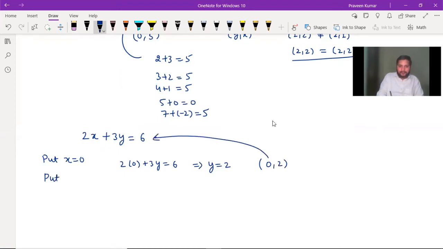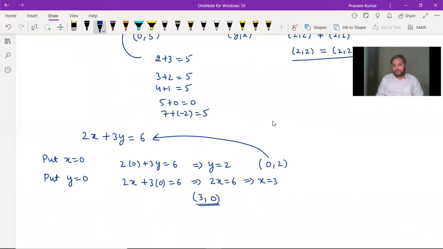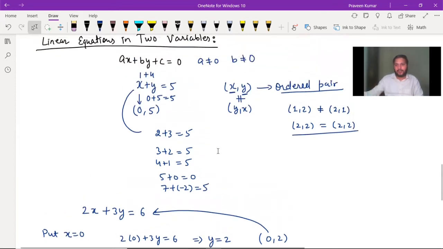Now put y is equal to 0. So we will get 2x plus 3 times 0 is equal to 6. This means 2x is equal to 6, which implies x is equal to 3. So again we get an ordered pair (3, 0). How many such ordered pairs can we get? We can definitely get infinitely many such ordered pairs, as we have already discussed above.